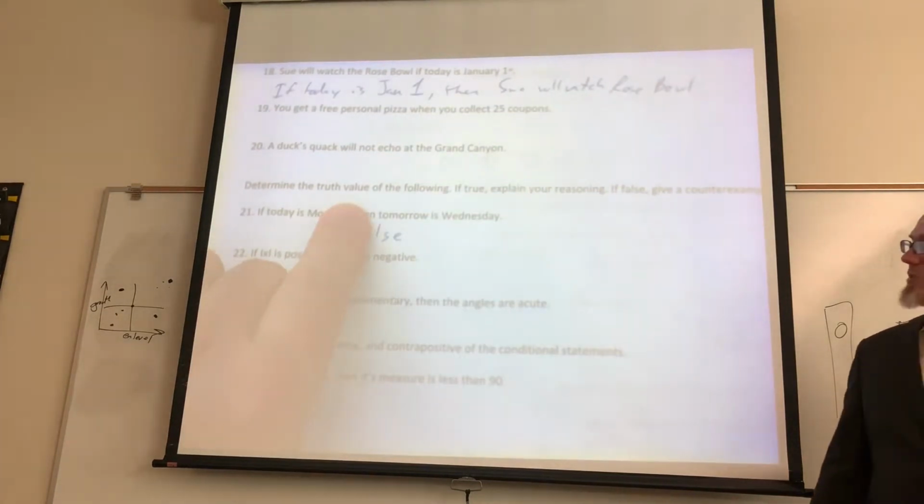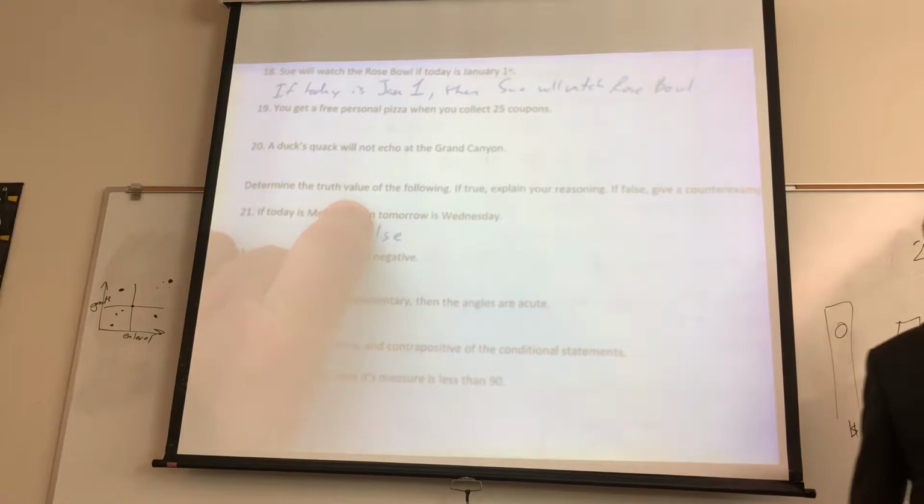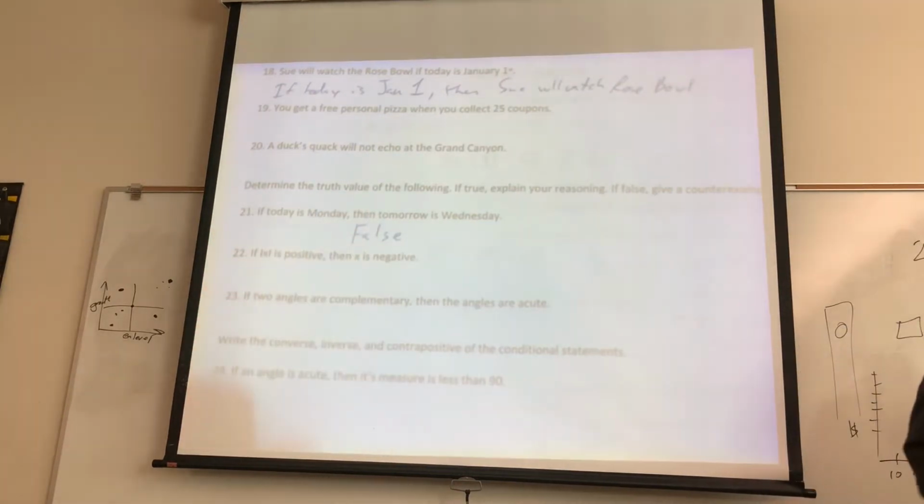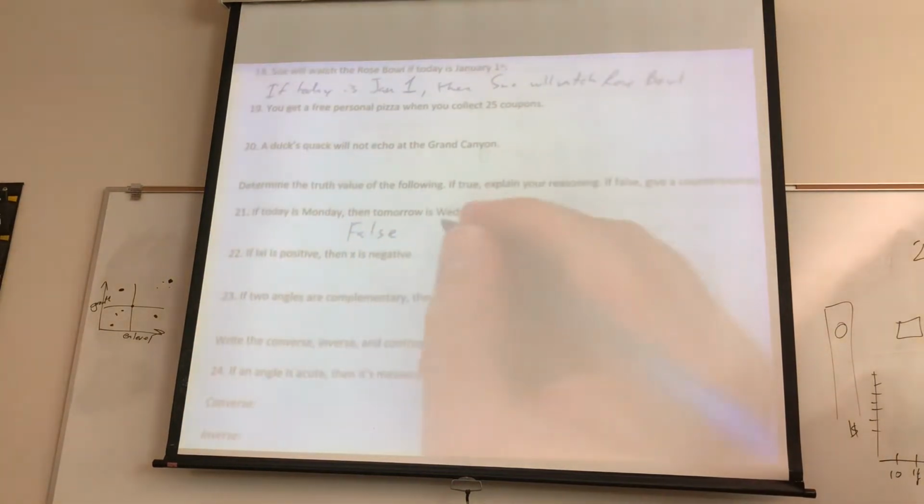Okay? Again, that's what determine the truth value means. Is it true or false? And then tomorrow is Wednesday. Tomorrow is going to be Tuesday.